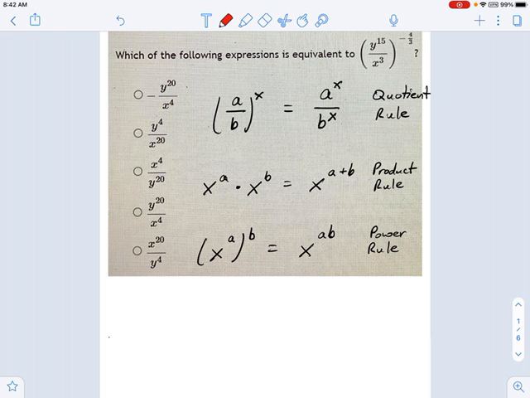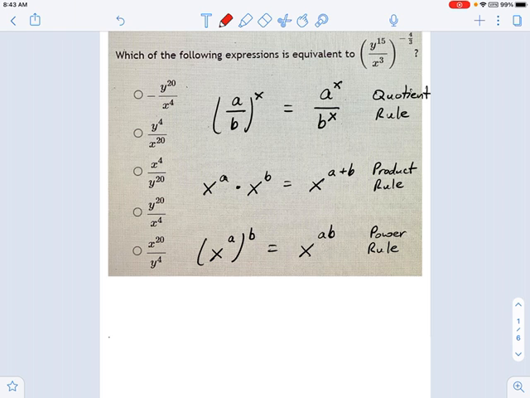And the power rule is going to be useful in that it tells us how to deal with exponents on the inside that are raised to another exponent on the outside of the parentheses. And we certainly have some of that going on too. You can see right here. So let's try to figure out how to put these together.